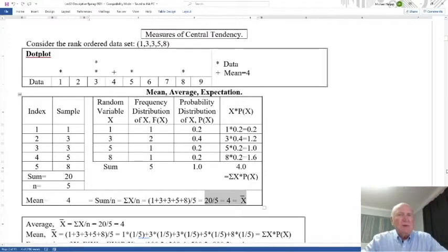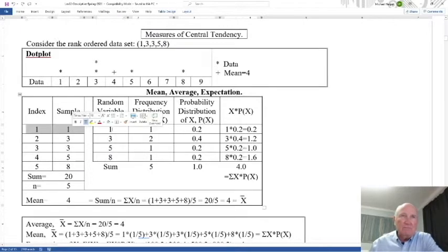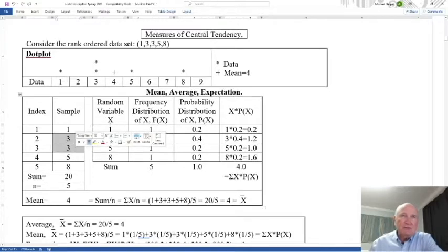But there's another way to look at it. If I look at the values in the sample, I can define a random variable x. x takes on values 1, 3, 5, and 8. But 1 occurs one time, and 3 occurs 2 times. So in addition to the random variable, I can have the frequency distribution, because 3 occurs 2 times, 5 occurs once, and 8 occurs once.